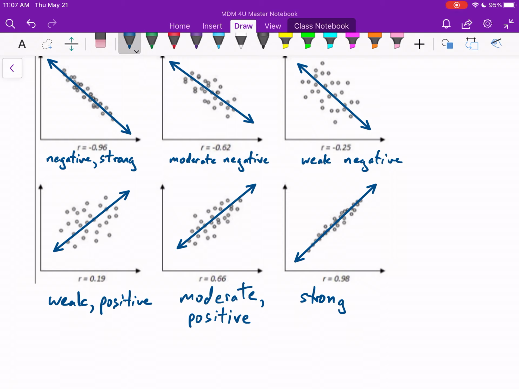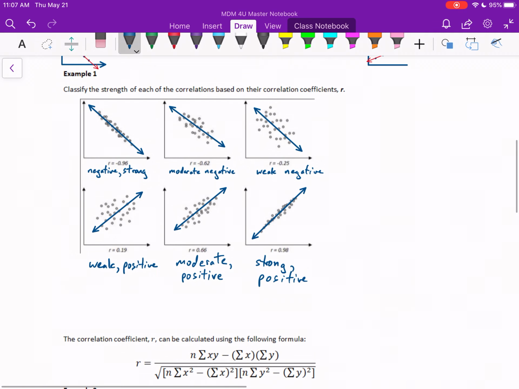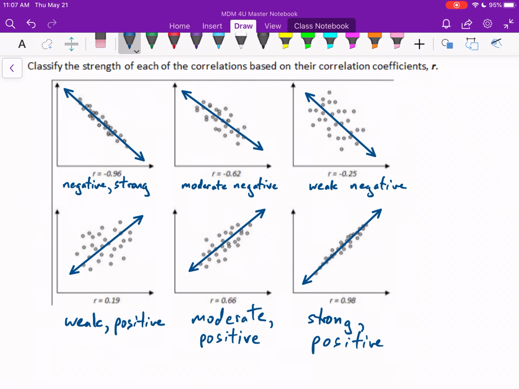Strong. Can't read my own writing. Positive. Again, it's a continuum. So we could have different ones that go in between any of these examples here. So that's all well and good. Looking at a scatter plot, deciding whether it's positive or negative, deciding how strong it is, are good things to just sort of ballpark. We eyeball them and say, okay, yeah, that's my estimate.